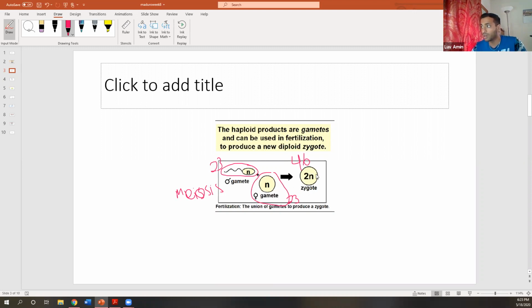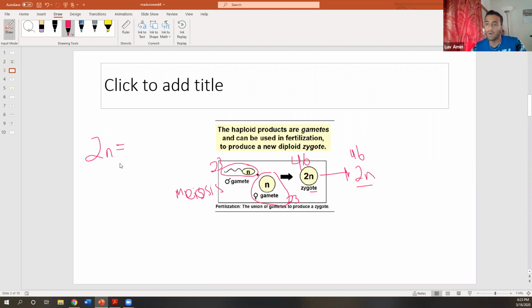But if we're trying to go from 2N to more 2N, like skin cells or just body cells that we're trying to reproduce, they're going to keep our full genome of 46 chromosomes. One from our mom and one from our dad will always be present, and that's what we call diploid, 2N.